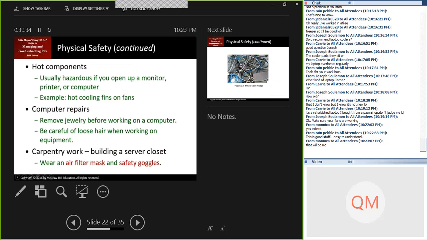Hot components. It's usually hazardous if you open up a monitor. We don't open monitors. They have people that do. They don't even need to open these monitors like that anymore. But inside the computer, the heat sinks and the cooling fins or the power supply are very hot. If you open a printer, the fuser will burn your skin off and you won't even feel it. That's how dead the nerves that touch that fuser will be. You will not even feel the burn. It'll be gone. That's how hot it is.